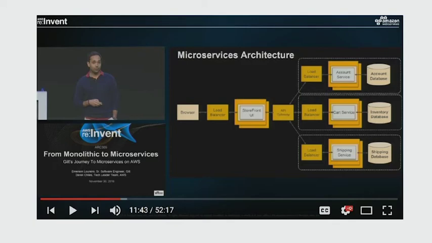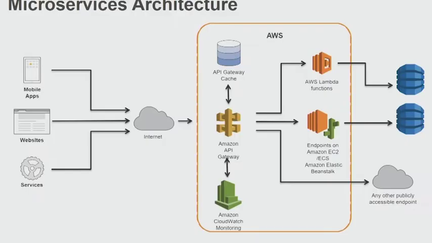Browser, load balancer, storefront UI, API gateway: there are different layers. This is obviously the first layer. You could have the Lambda-based implementation also. This is a common set of architecture. So I'm going to break the rule.